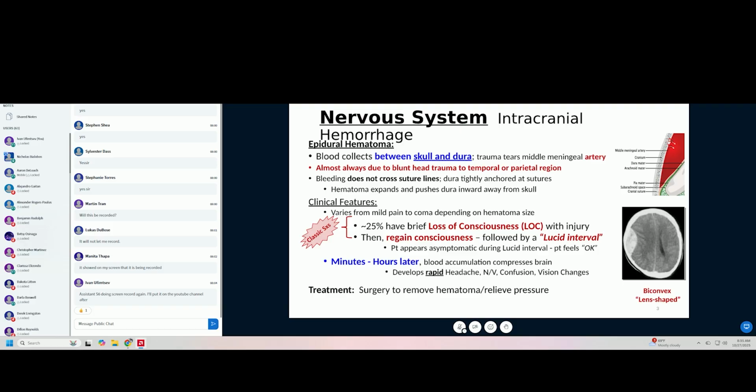The way they treat this is by doing surgery. So typically what they'll do is a craniotomy, where they'll take a portion of the skull out to actually remove the hematoma and relieve that pressure that's building up.